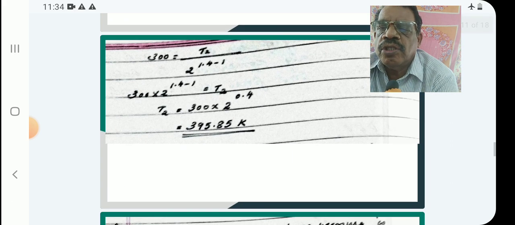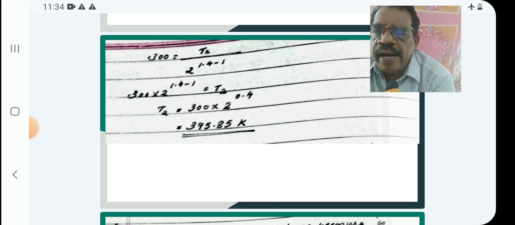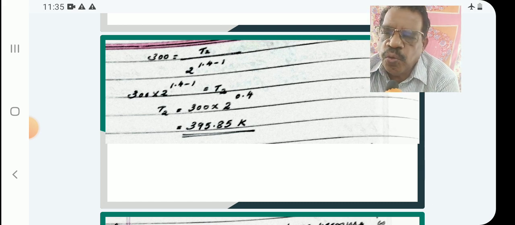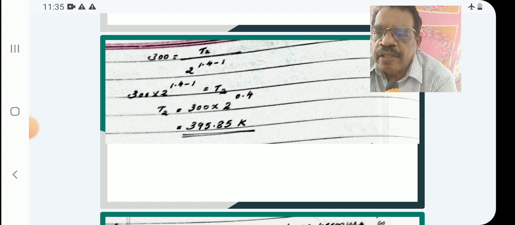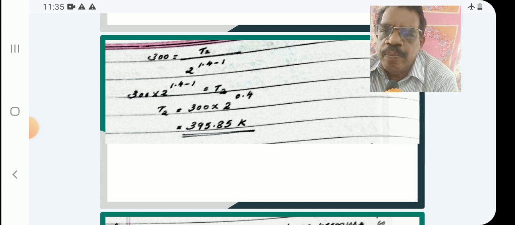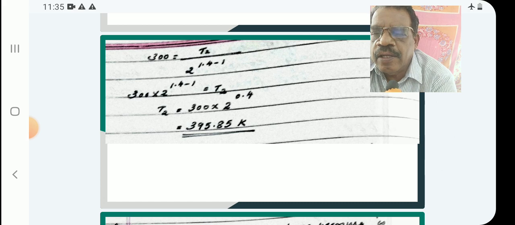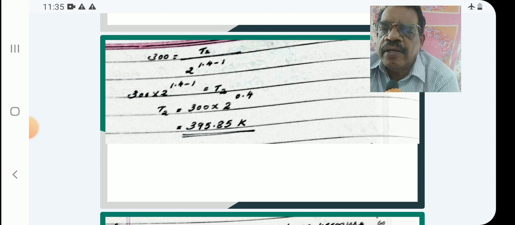300 is equal to T2 by 2 raised to 1.4 minus 1. 300 into 2 raised to 1.4 minus 1 is T2. T2 is 300 into 2 raised to 0.4. That is 395.85 K. So initially it is 27, which is 300 K. This was compressed. In adiabatic compression, the temperature increases. Initially, the temperature is 27 degrees centigrade, which is 300 K. And here the process is adiabatic compression, which will increase the temperature. So here is the increased temperature, which is 395.85 Kelvin.